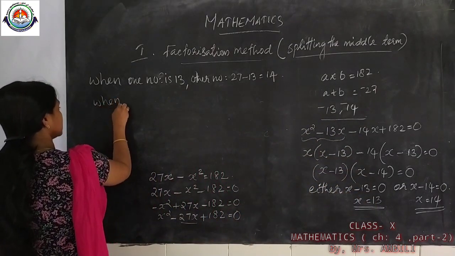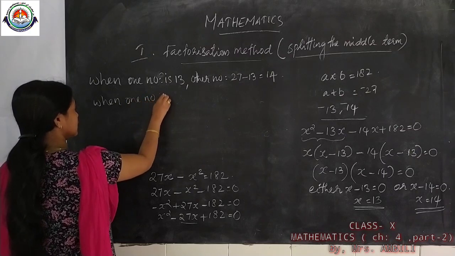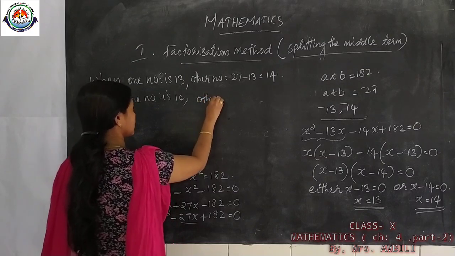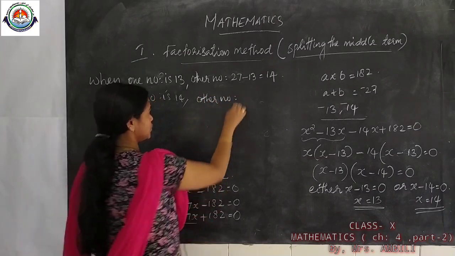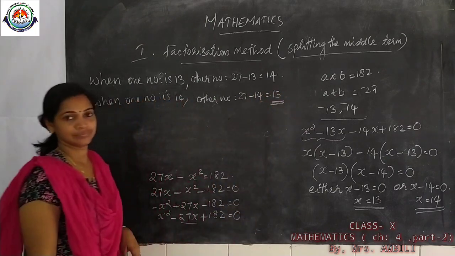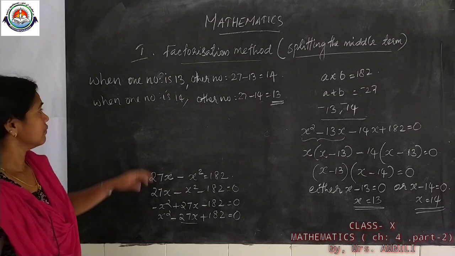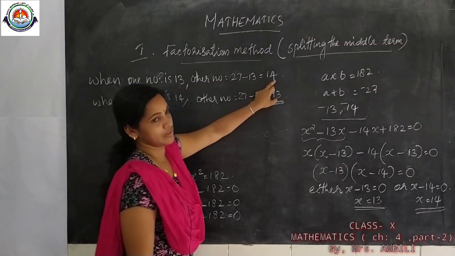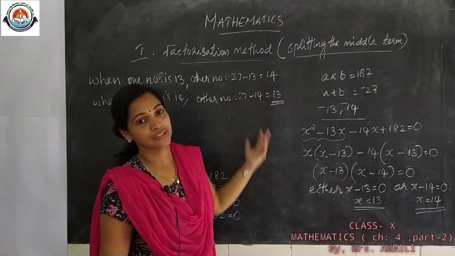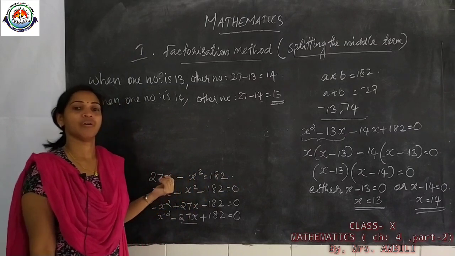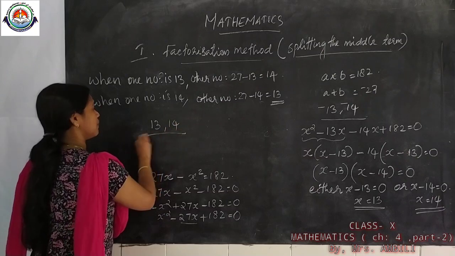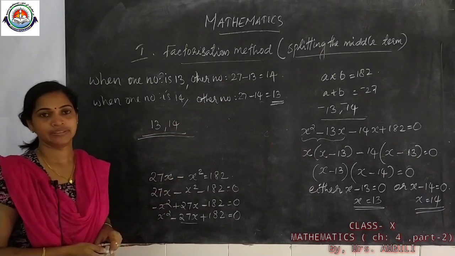Again, when one number is 14, what about the other number? The other number is 27 minus 14 equal to 13. When one number is 13, the other number is 14, or when one number is 14, the other number is 13. So, what are the two numbers? 13 and 14. So, our answer, the two numbers are 13 and 14.